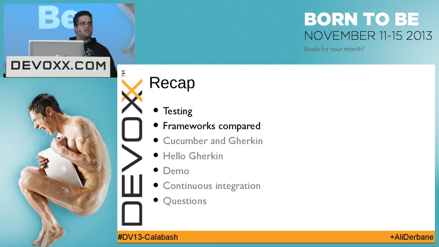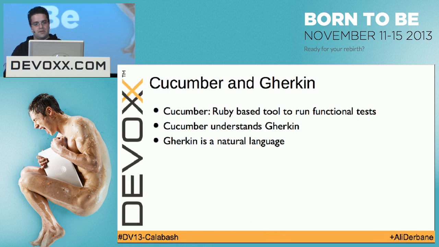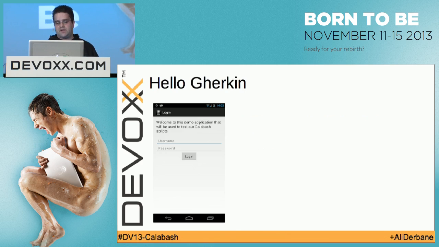All right, so a little recap. We talked about testing in general, some frameworks, functional testing frameworks, and now we're going to dive into the healthiness. So, I assume that this is what most of you thought when you heard Cucumber Gherkin. It's actually pretty simple. Cucumber is a Ruby-based tool to run your functional tests. Cucumber understands Gherkin, and Gherkin is a natural language. I'm going to dive into Gherkin and how you can write your tests.